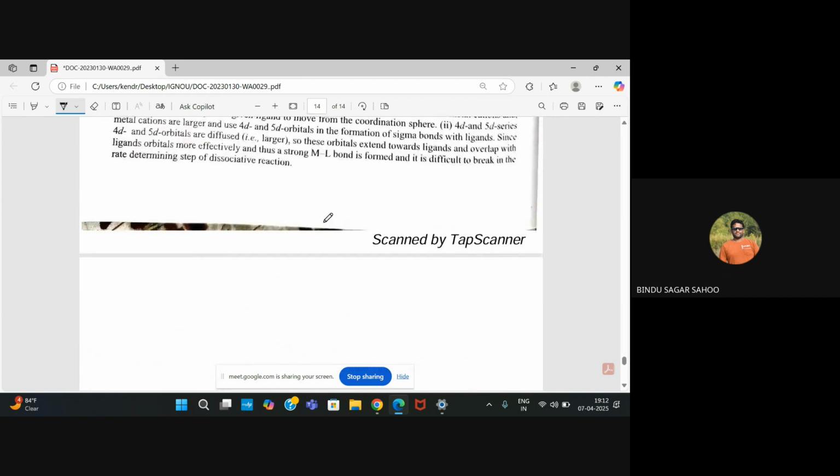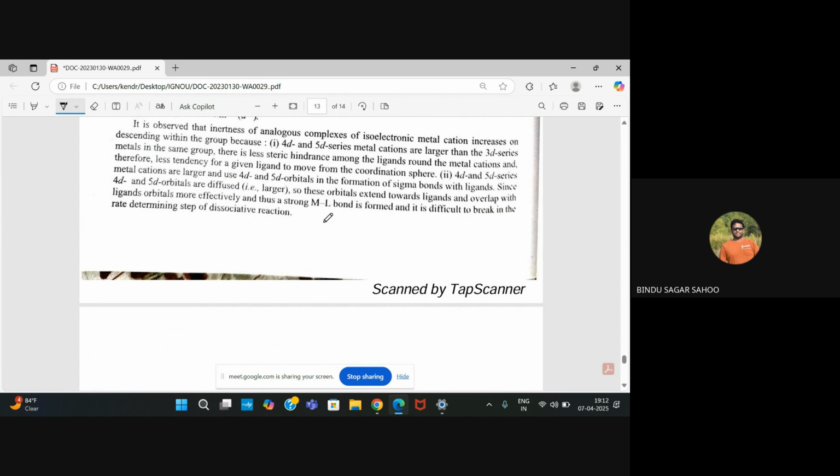Here also you can see nickel, palladium, platinum. The platinum complex is the most inert out of these three, because on going down the group the metal size increases. When the metal size increases, it can make better overlapping with the incoming ligands or the present ligands. That means further metal-ligand bond breaking will be very, very difficult.